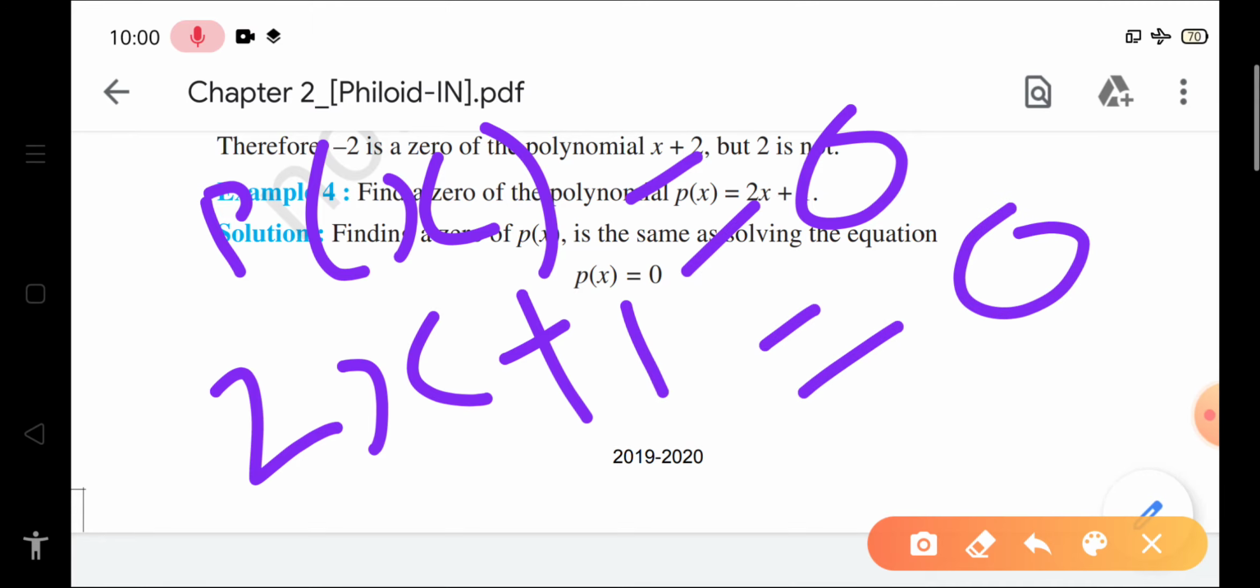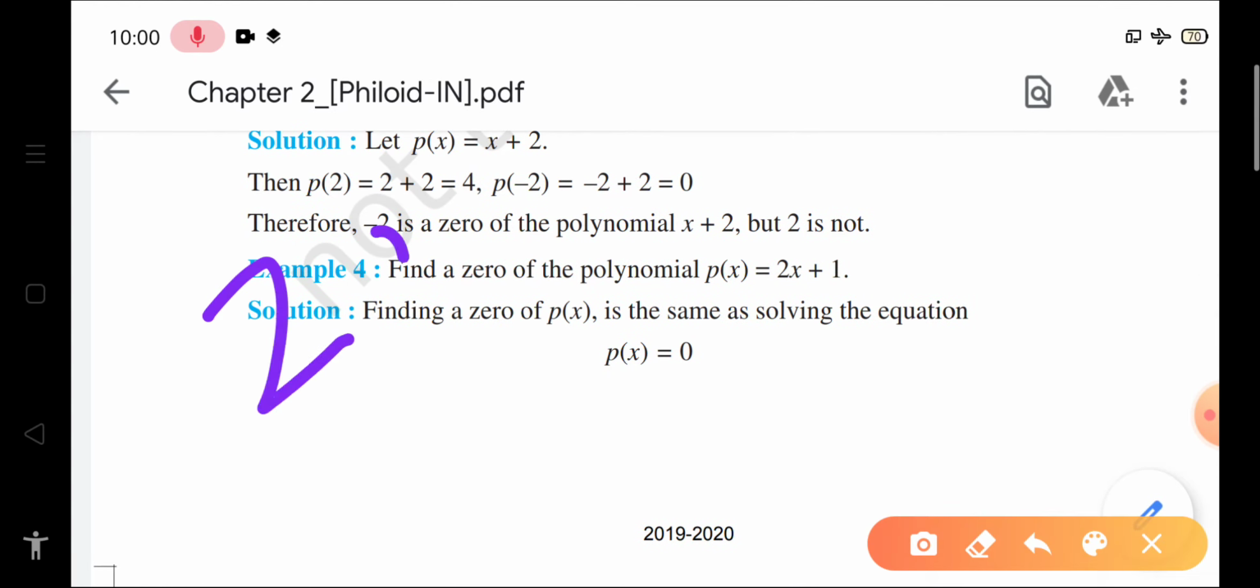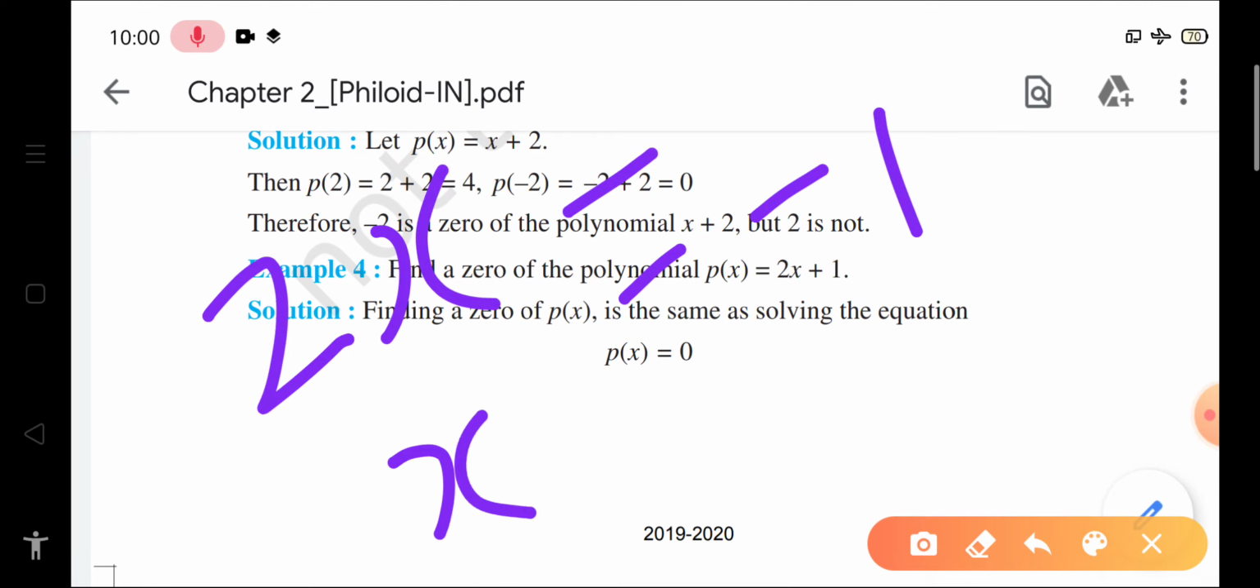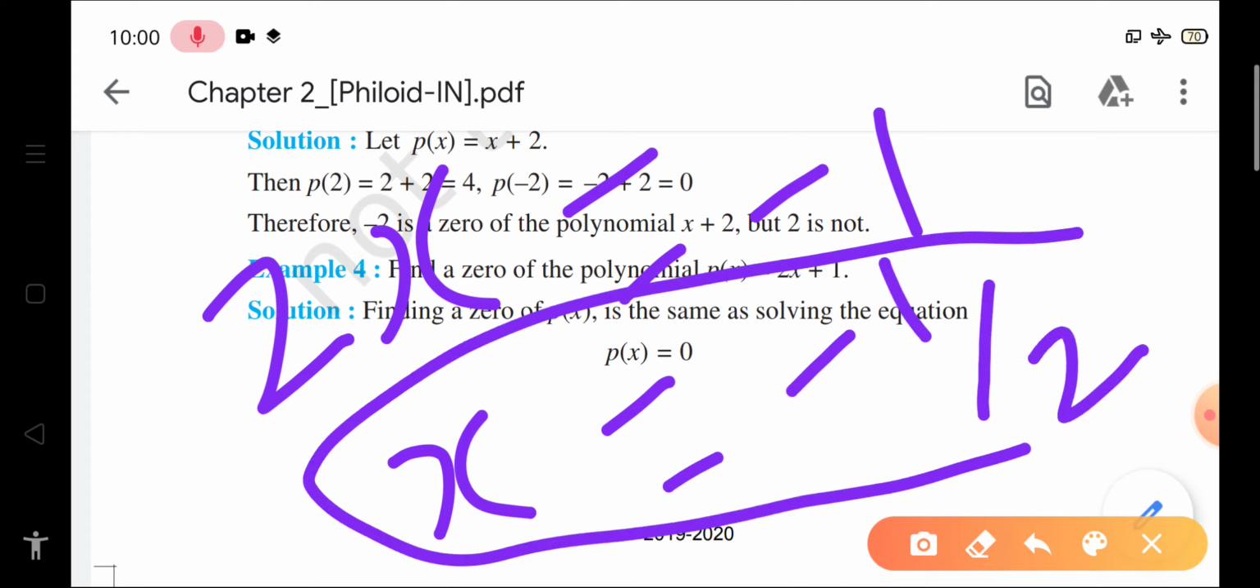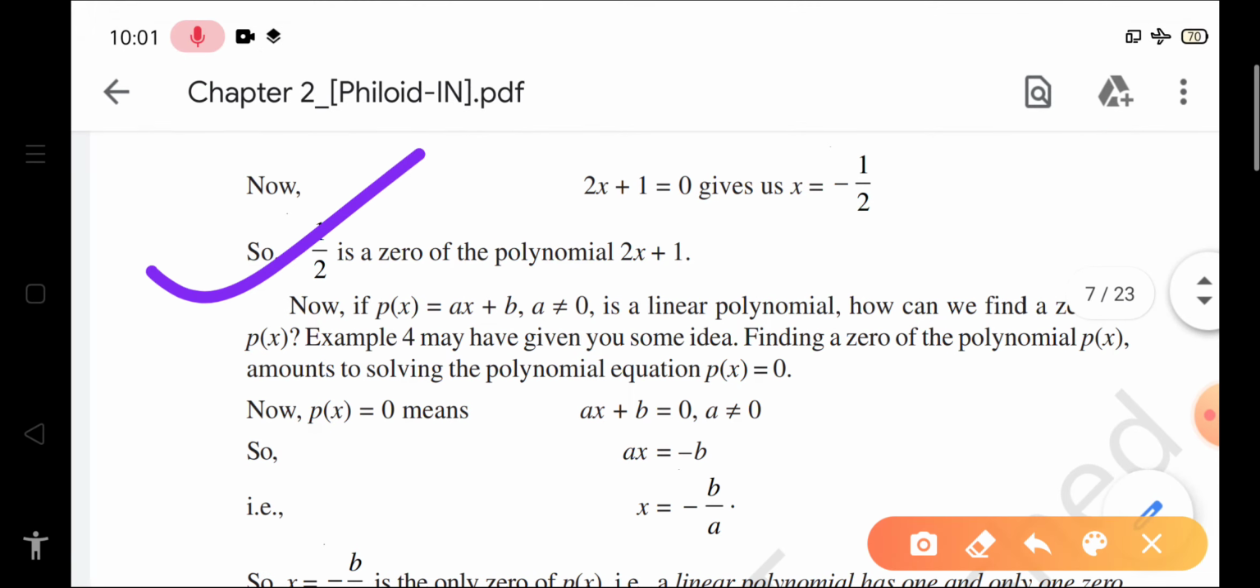In the next line we will transfer 1 to the right hand side, and you know that if we transfer it, its sign will be changed. Then it will be 2x is equal to -1, and then x is equal to -1/2. So for this expression, -1/2 is the zero of the polynomial. This is the answer.